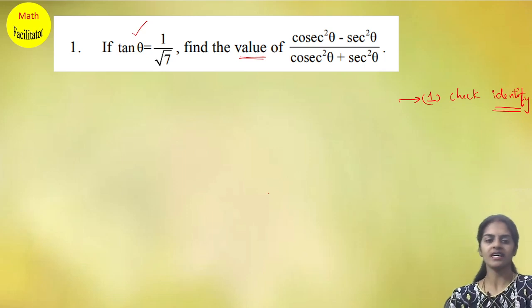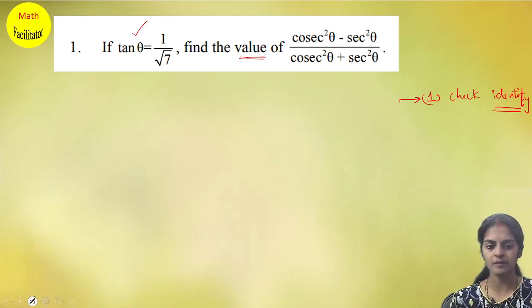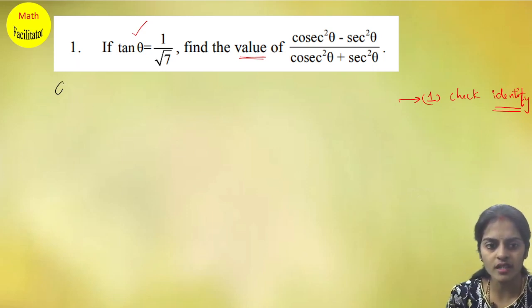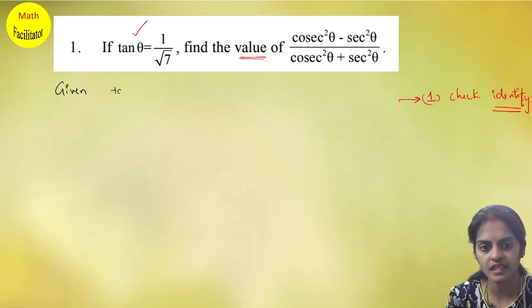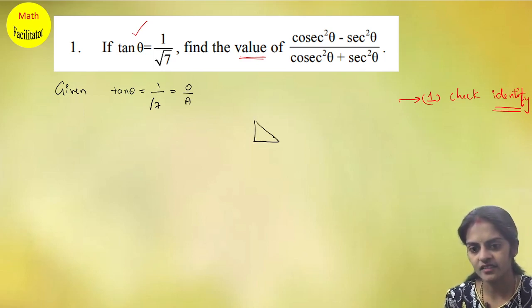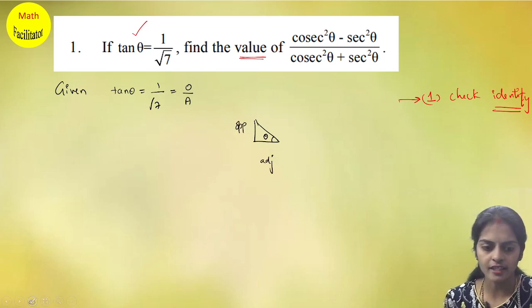So let's do this. I want all of you to do along with me. Take your pen and book, try to solve it and see whether you are able to do it or not. Here what is given to us is tan theta equal to 1 by root 7. We know tan theta is nothing but opposite by adjacent side. So if I take a right angle triangle, and this is theta, this is the opposite side and this is the adjacent side.